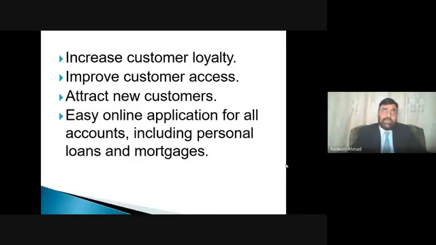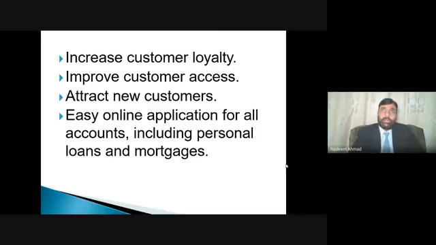But over here, the situation is entirely different. That has been 24 hours. You can make transactions 24 hours. Increase customer loyalty, number one is there. Now we are the loyal customers of the banks. Everybody is going to be loyal to the banks. Now improve customer access. Yes, we can have access to the bank easily and around the clock. Attract new customers. Yes, new customers are being attracted.